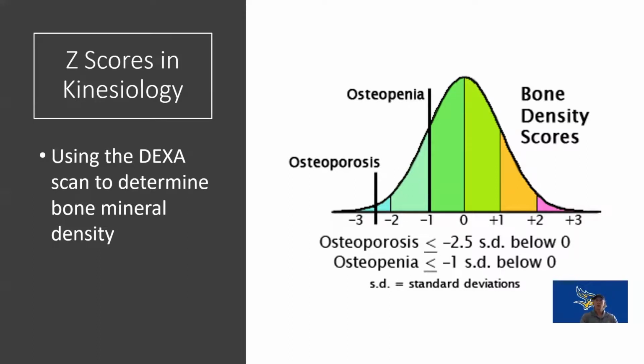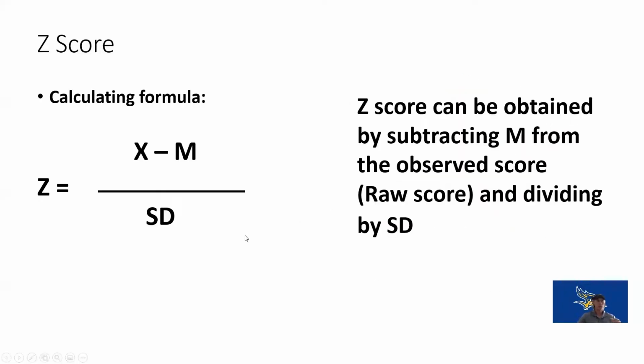So you'll see this if you go further in kinesiology, you'll see these terms used further. So it's not just learning statistics for statistics' sake. Okay, so how do we find these Z-scores?